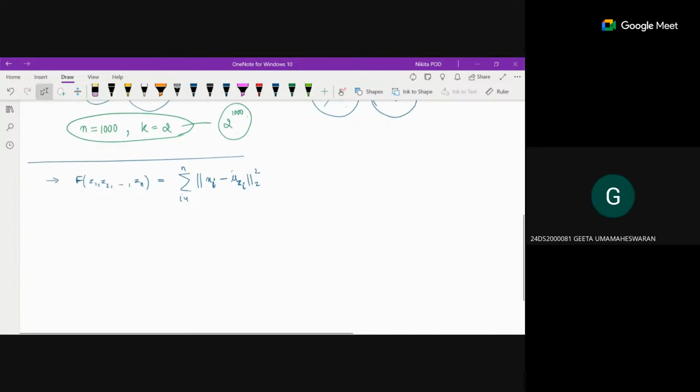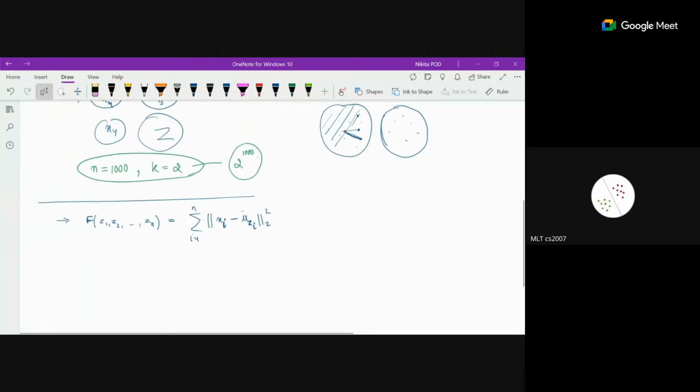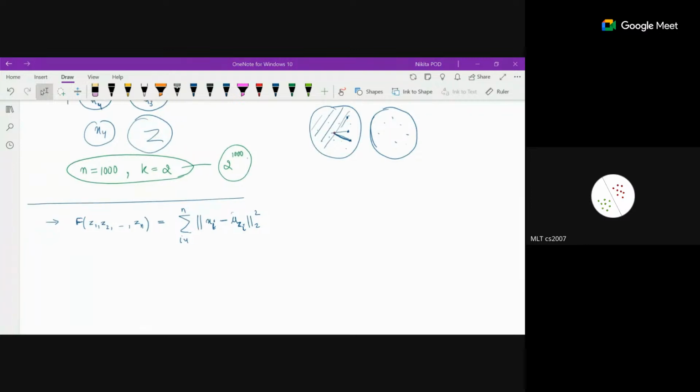Ma'am, so which Z1, Z2 are already existing in the cluster earlier? They are labeled already? No, no, they are not labeled. They are not labeled. So we have not yet started.